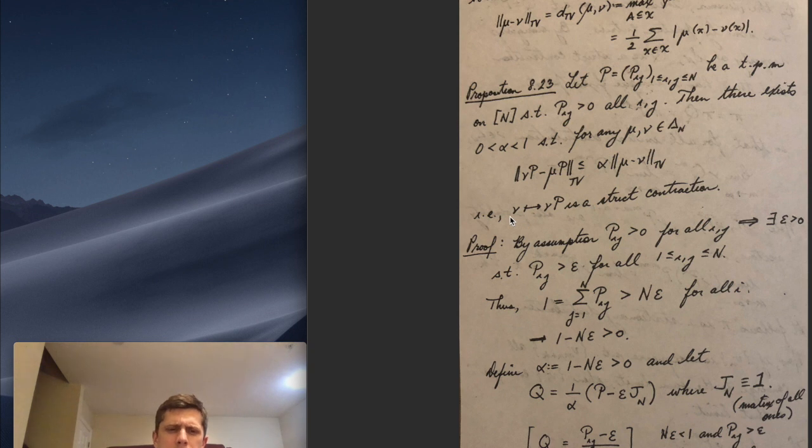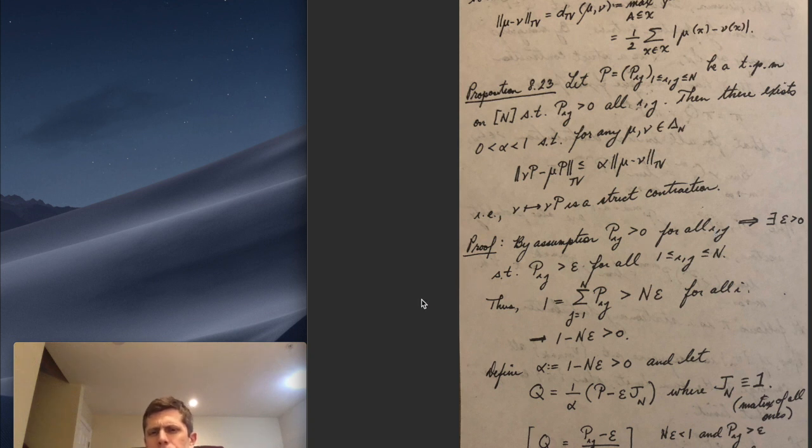But the upshot of this is that this operation of taking a transition according to a transition probability with strictly positive entries is a strict contraction. It's contracting the simplex at a geometric rate, and that's what's going to give us the convergence that we need.